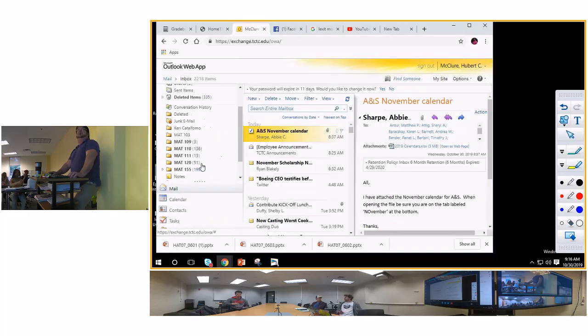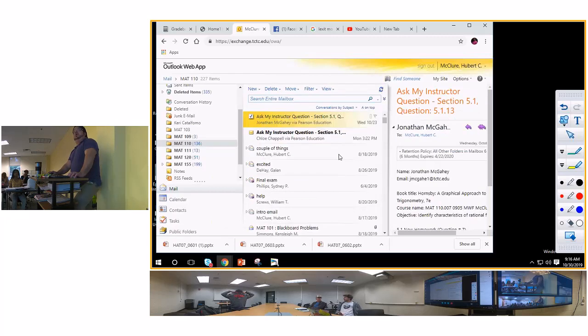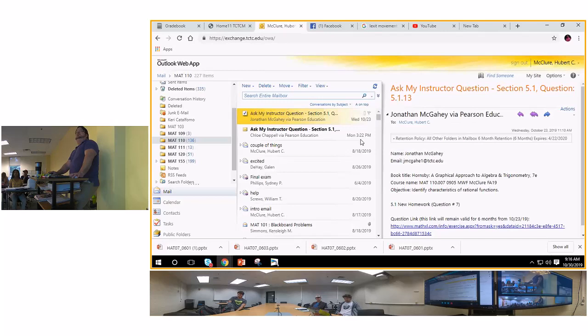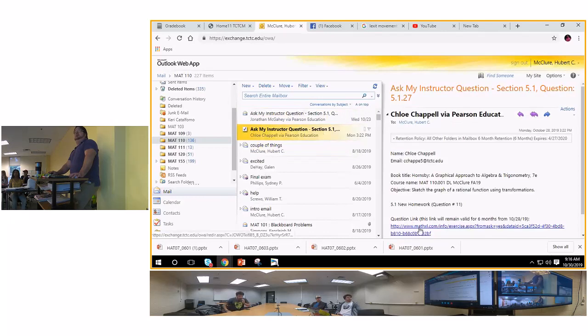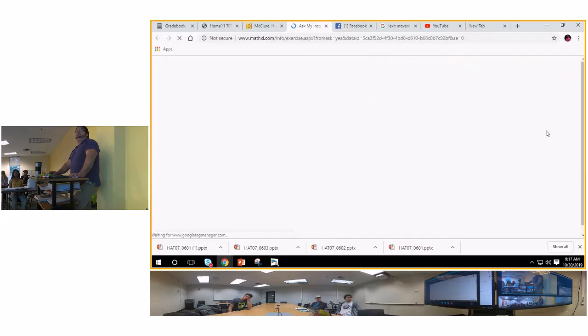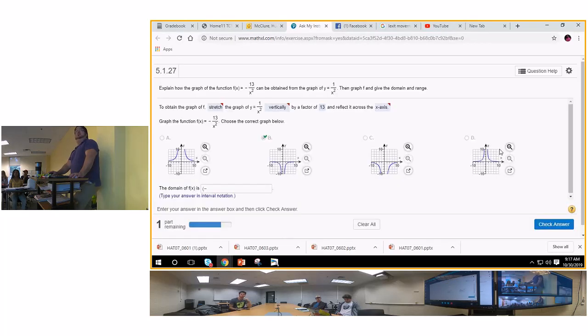Okay, Math 110, 5.1. They sent one Monday and one Wednesday, so evidently I cut theirs off Wednesday. So it cuts off tonight for them. So question 11 on 5.1. It says explain how the graph can be obtained. First of all, just ignore the directions. Let's sketch this out. So make sure you can sketch it out.